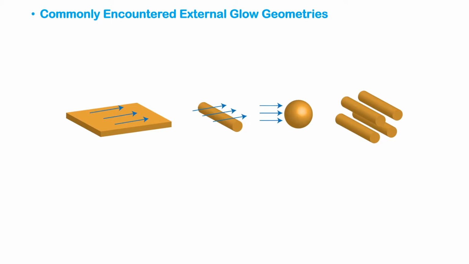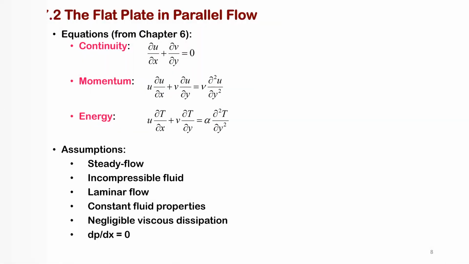So the most commonly encountered flow geometries are: a flat plate, flow over a cylinder, flow over a sphere, and tube banks. So these are the 4 common geometries that we are going to cover in this chapter. So let's start with the flat plate.